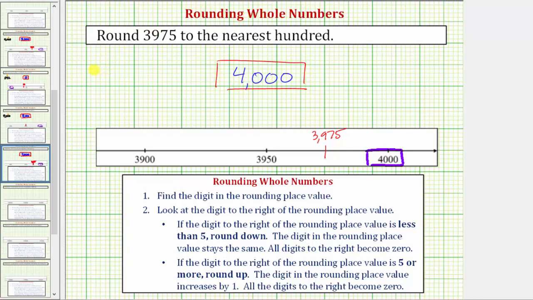Using our formal rules, starting with the given value, we locate the digit in the rounding place value, which is the 9 in the hundreds. The digit to the right is our decision maker, which is the 7 in the tens place value. And because 7 is 5 or more, we round up, so the digit in the rounding place value increases by 1, and all digits to the right become 0. So it's a little bit different because notice how we have a 9 in the hundreds. So if we increase a 9 by 1, we get 10. And because 10 hundreds is equal to 1,000, we end up adding 1 to the 3 in the thousands, giving us a 4 in the thousands, and all digits to the right become 0, giving us 4,000.